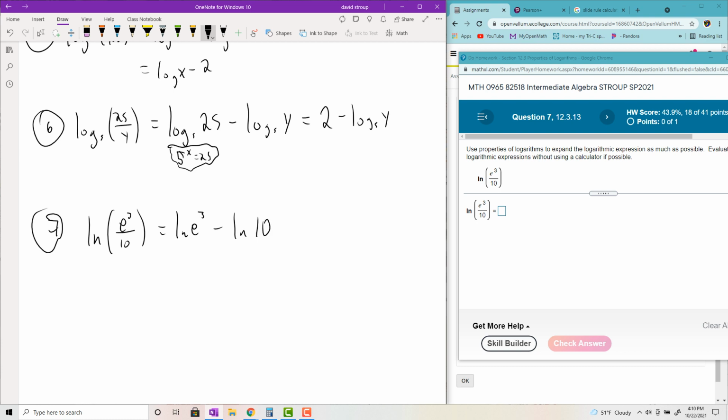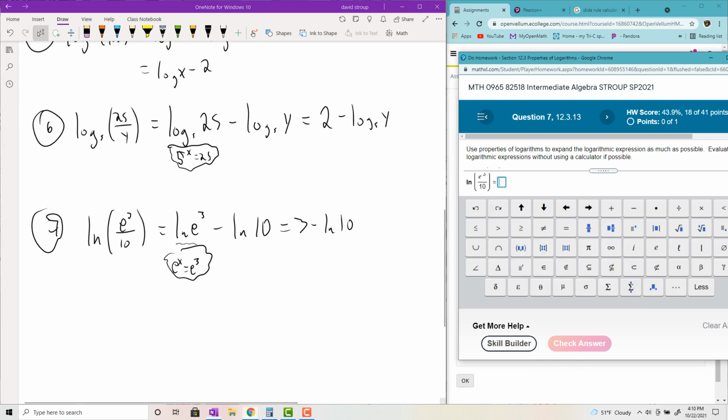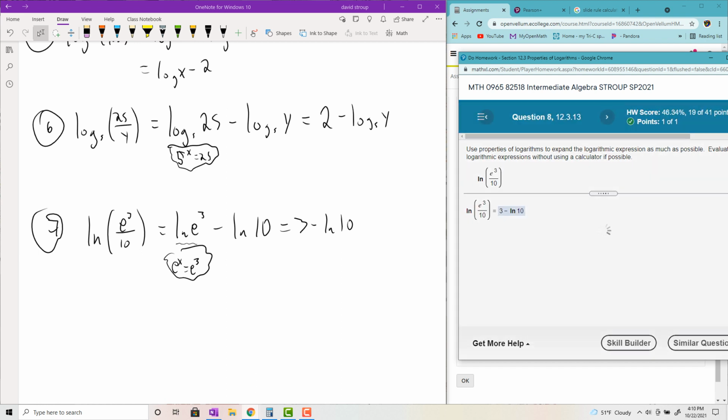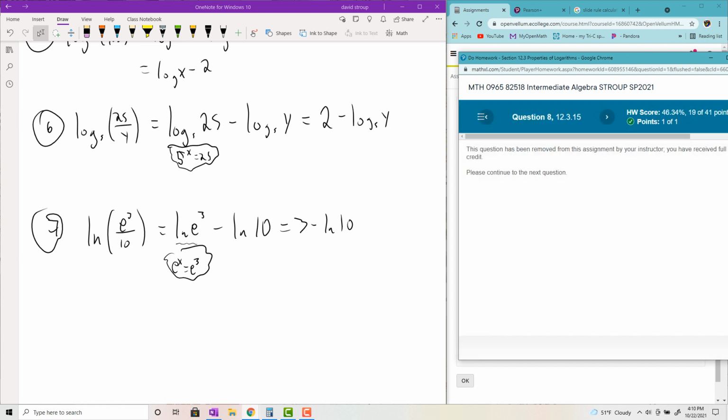Of course, natural log is log base e, right? So here, this first expression is asking e to what power equals e to the third. And of course, that's just 3, so we'll have 3 minus ln of 10. Check your answer. Okay, so a bunch of those.